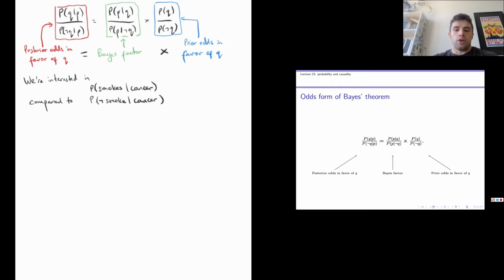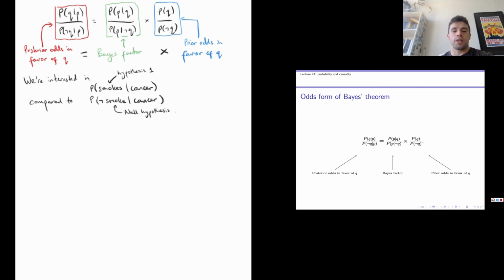So let's look at what we've got. Smokes is one of our hypotheses. Let's write hypothesis 1. And does not smoke is the other one. And this one is usually called the null hypothesis because it hypothesizes no effect, so you don't smoke despite the fact that you've developed lung cancer. Now the evidence here is that one has developed lung cancer, and we're trying to quantify the degree to which lung cancer can be described as evidence for someone's being a smoker or not.